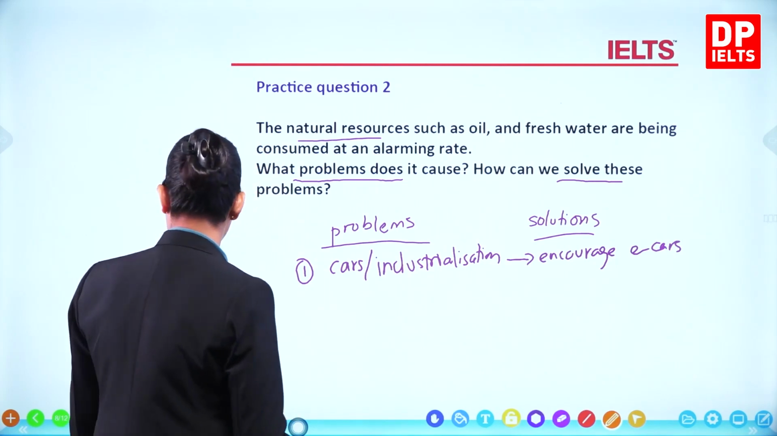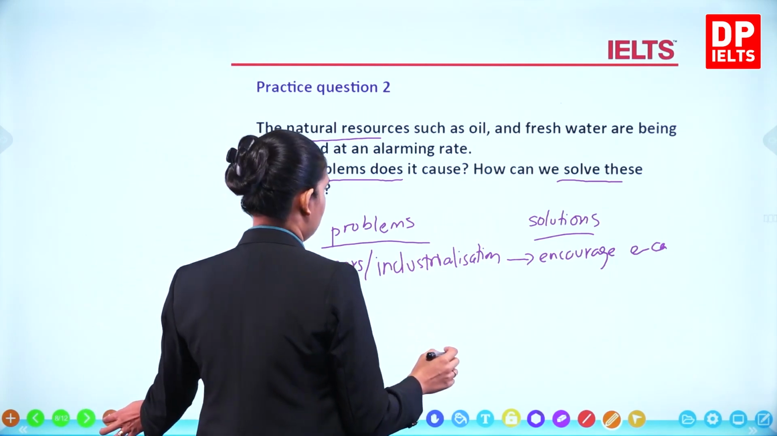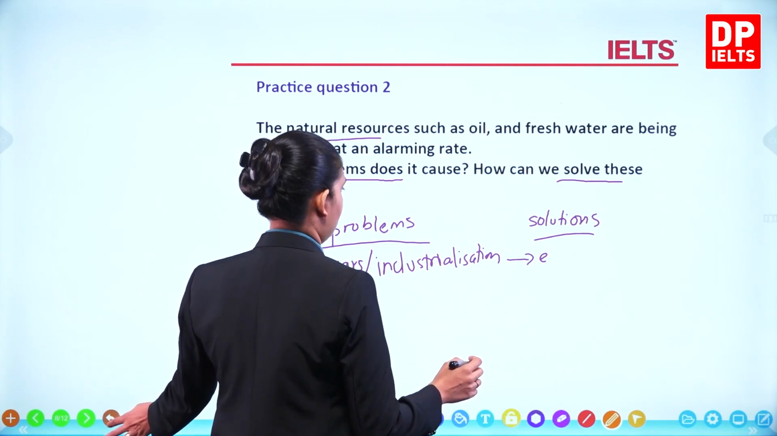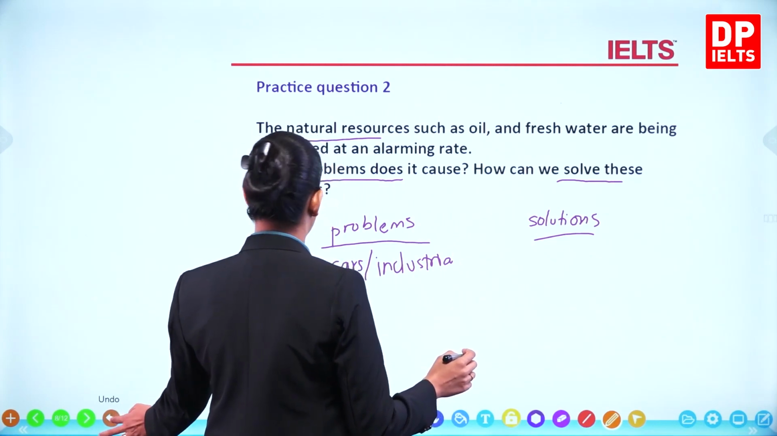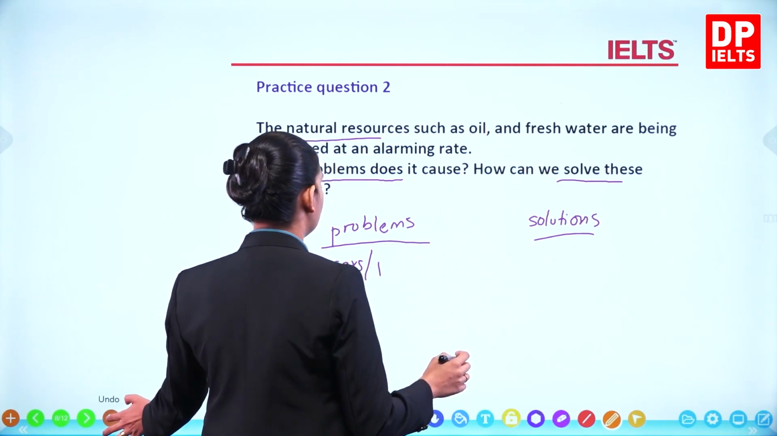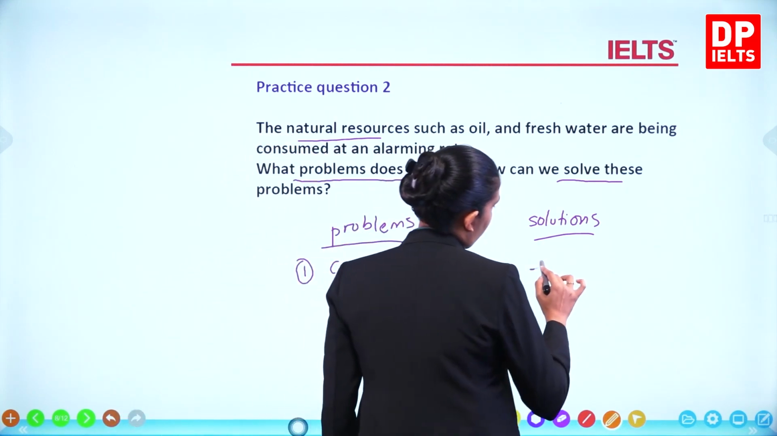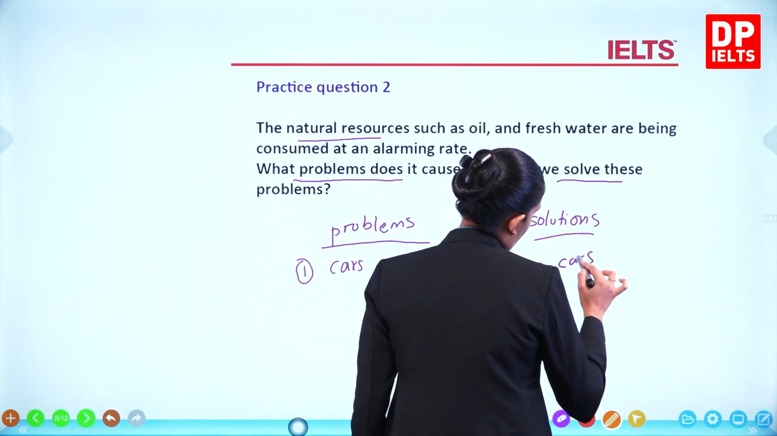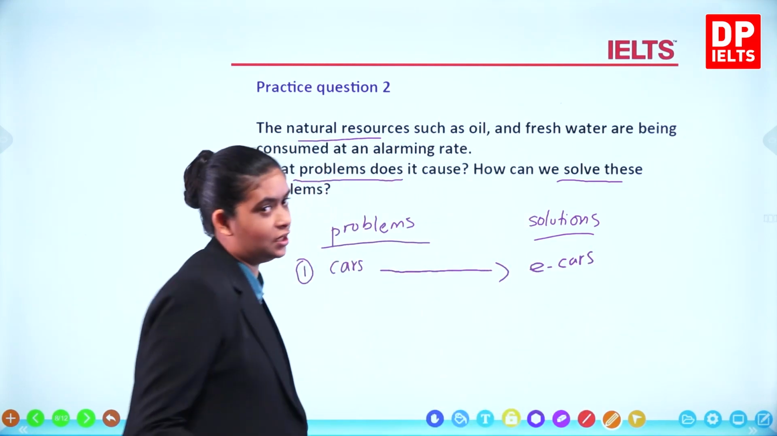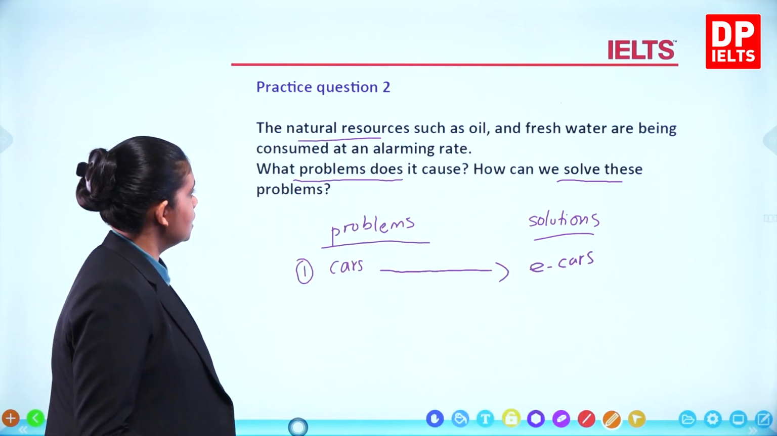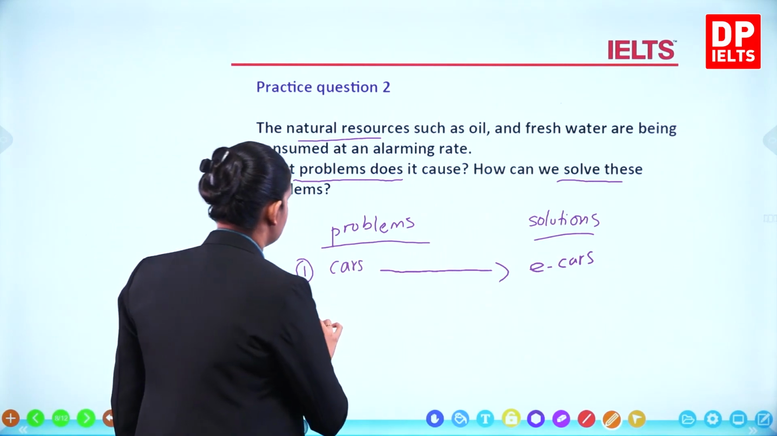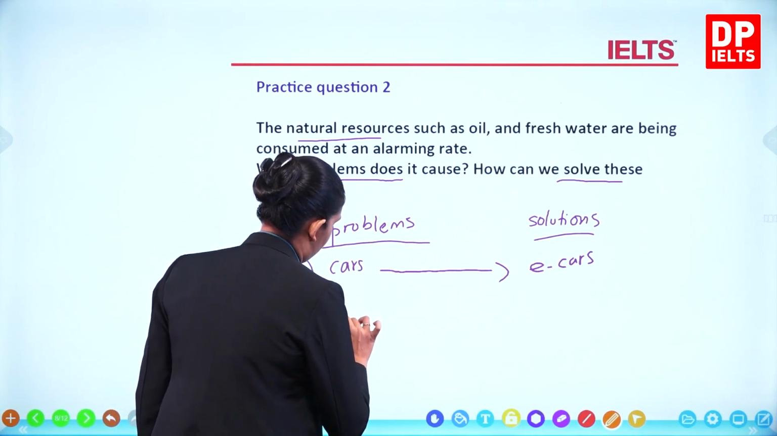So let's not talk about industrialization. Let's talk about cars not being able to travel because it might be too much at one point, okay. So let's talk about cars not being able to be used. So you can introduce e-cars or electric cars, okay.